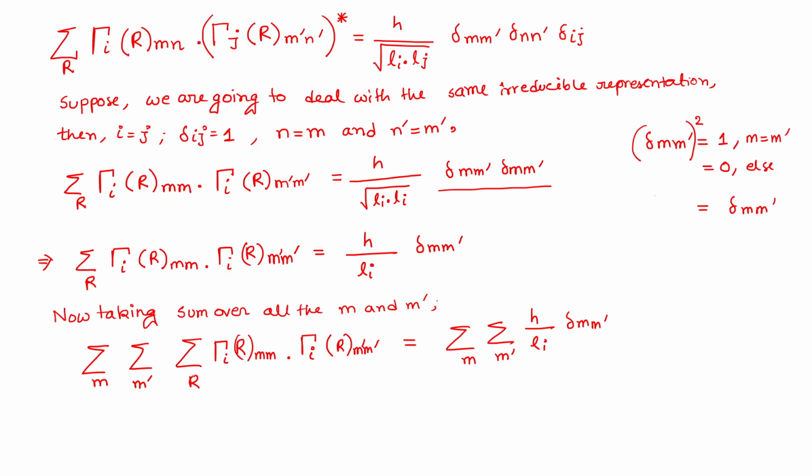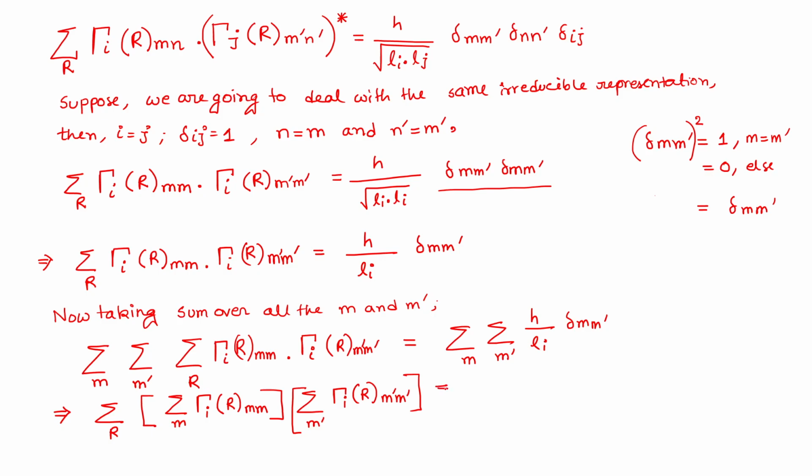So if I take m and m dash inside, on the left hand side we are going to see, first I will take only m for this gamma I r mm, and sum over m dash of gamma I r m dash m dash. Because the sum over m and m dash are independent, that is why we can take them as a product of two functions. And h by li is independent of this sum, it will come out, with delta m m dash.